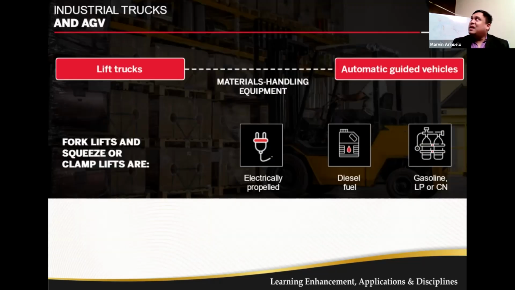Okay, now let us discuss the AGV, okay, automatic guided vehicle. Excuse me, I try to close this. No problem, sir. Lift trucks and automatic guided vehicles or AGVs are typical types of material handling equipment. Lift trucks are available in many special designs to suit many uses and types of loads to be handled.